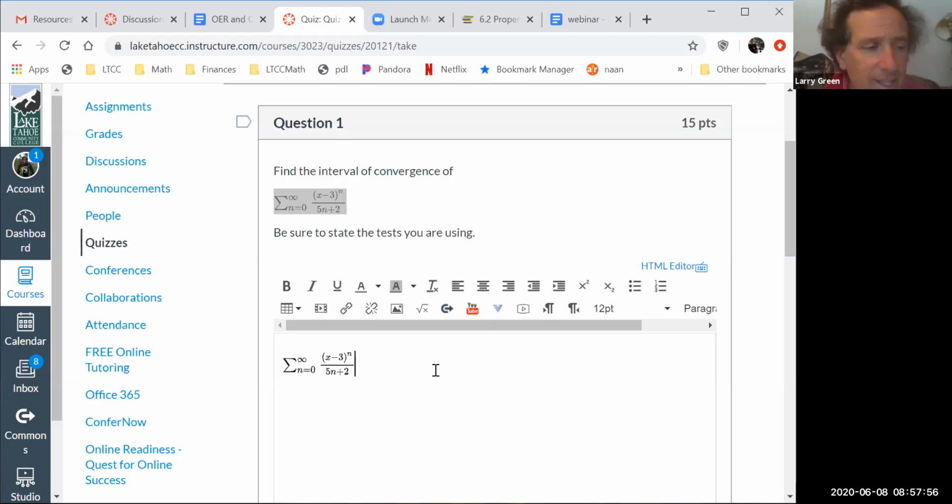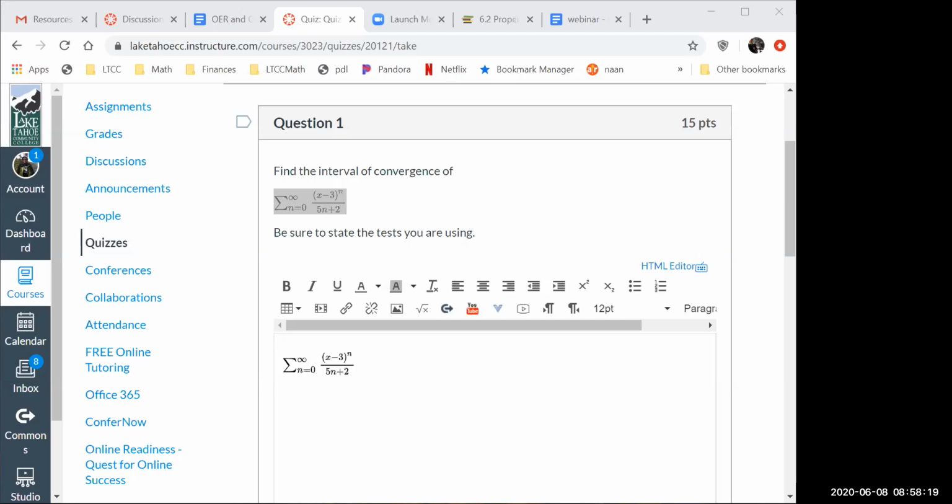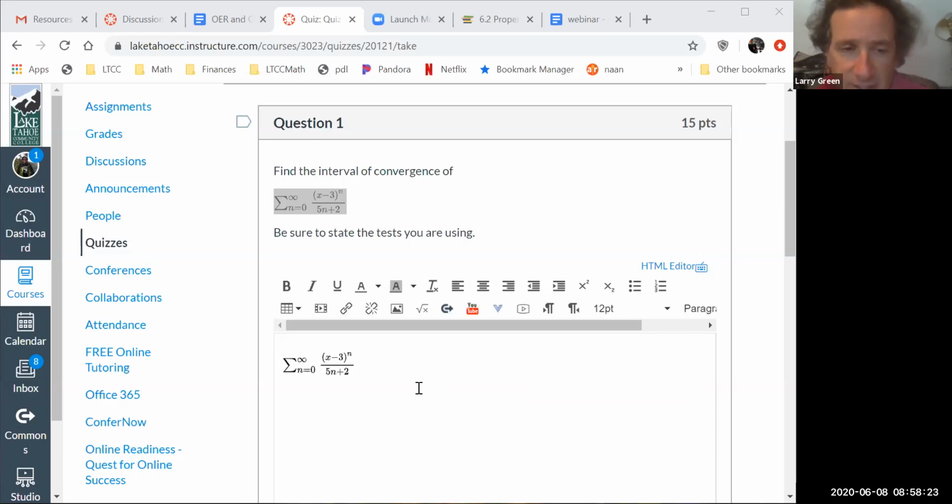To find the interval of convergence, I don't know if you remember, but hopefully you did, there's a 3-step process. What's the first step? Is it to apply the ratio test? Yeah, it's the ratio test. So we're going to apply the ratio test.